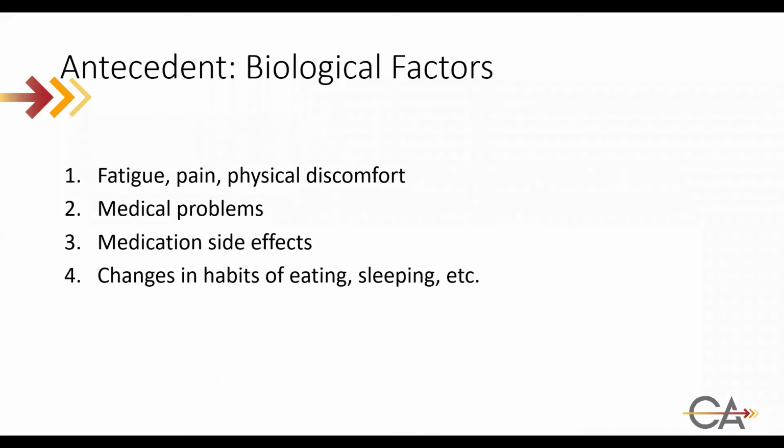So when we're looking at antecedents, we really want to look at a couple things. Biological factors are an antecedent, and they can be fatigue, pain, discomfort. A lot of people carry a medical history, so medical problems can be a big antecedent. And for anyone who's on medication or has taken medication in the past, those medication side effects can be huge triggers for behavior, as well as changes in eating and sleeping. There are a lot of other biological factors that go into how our behavior works. And biological factors can be a little more tricky to determine because a lot of times they need a medical professional to determine those antecedents.